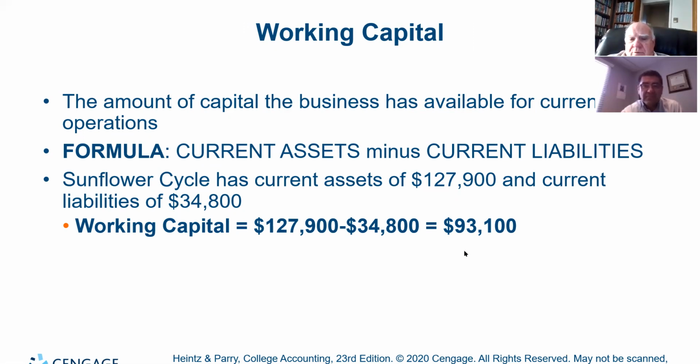Working capital is 93,100. An investor looks at this and says they're very liquid in terms of being able to pay off every dollar of their current liabilities right now if they wanted to, and still have $93,000 left over. So they're in a pretty good position of solvency. That might be a pretty good ratio.